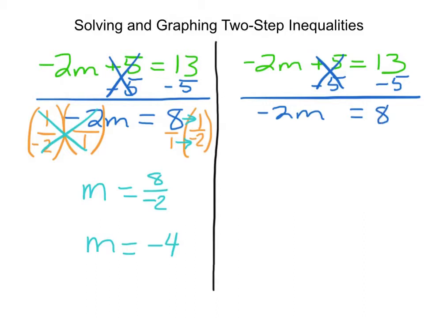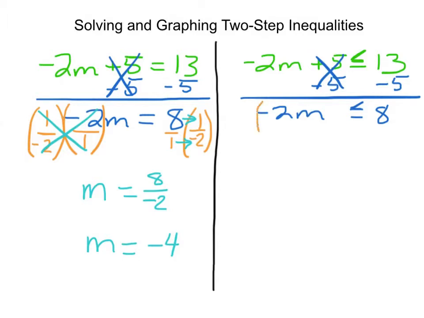Oh my goodness. I just realized I wrote this as an equation, so we're just going to change this to less than or equal to. I know it's kind of cheating, but that's the way life is sometimes. So we have less than or equal to 8.